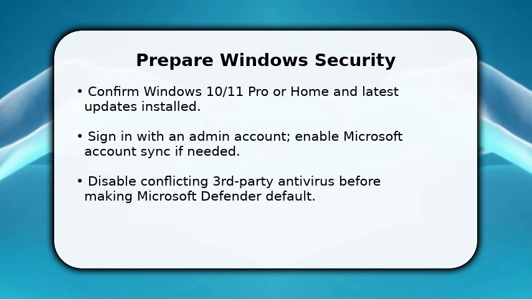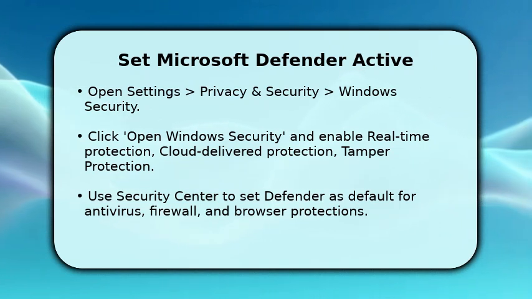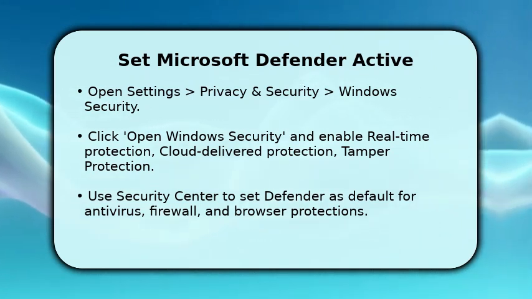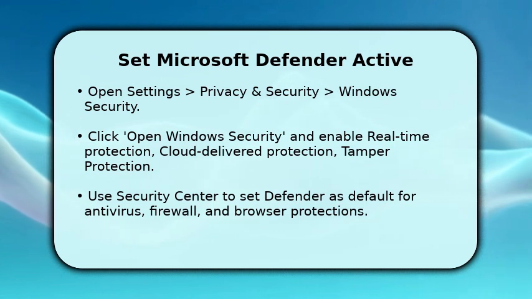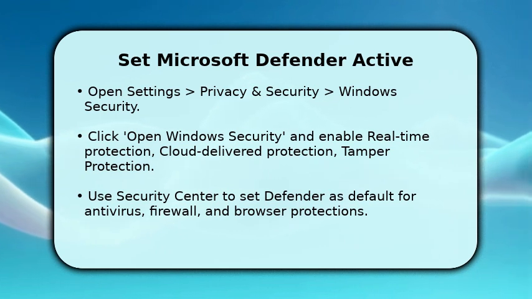You now activate Microsoft Defender as the system default. Go to Settings, choose Privacy and Security, then open Windows Security. From there, enable real-time protection and cloud-delivered protection so definitions and scans run automatically. Make sure tamper protection is on to prevent unauthorized changes.